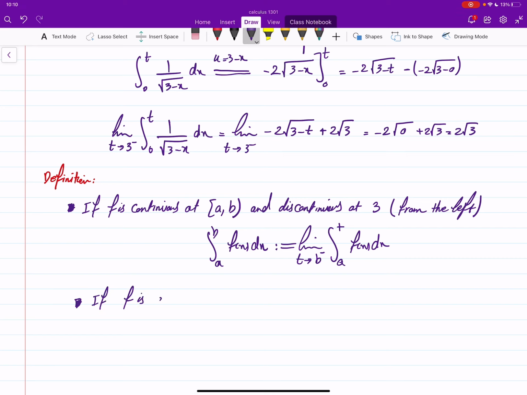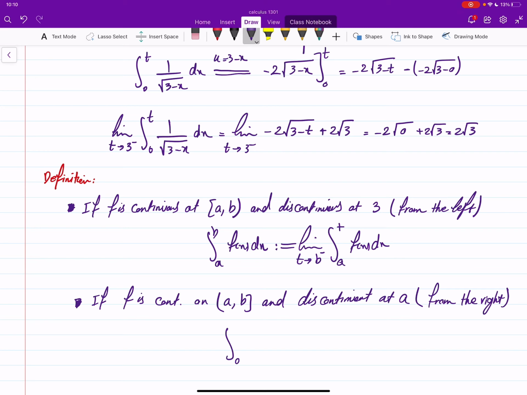And if f is continuous on the interval open a, closed b and discontinuous at a, meaning the discontinuity from the right, then we define this thing similarly. Note that this is not a regular integral.